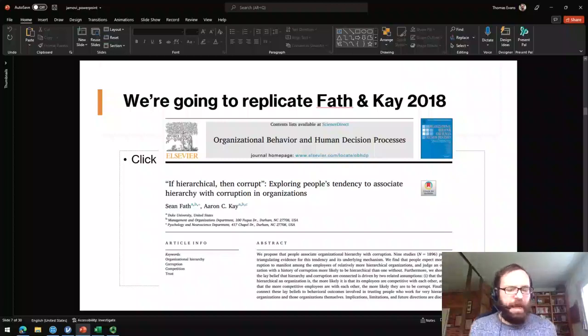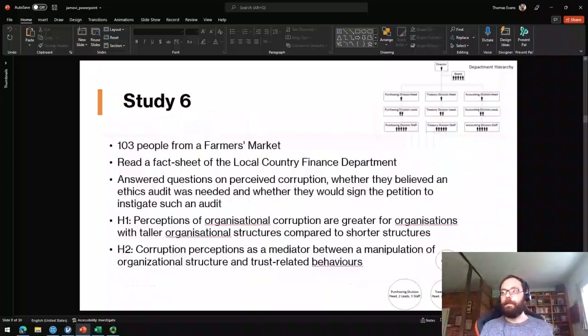The belief being that a taller or higher organisational structure, where there are lots of levels of management, has perhaps greater emphasis on competition and status, and thus it might lead to greater corruption, and thus people's perceptions of corruption. My students replicated studies 1C and 6, but we're going to tackle the more complex one. We're going to tackle study 6.